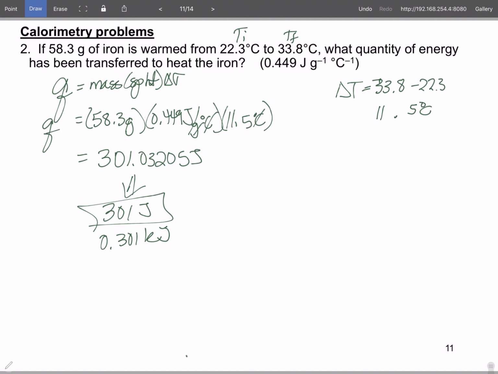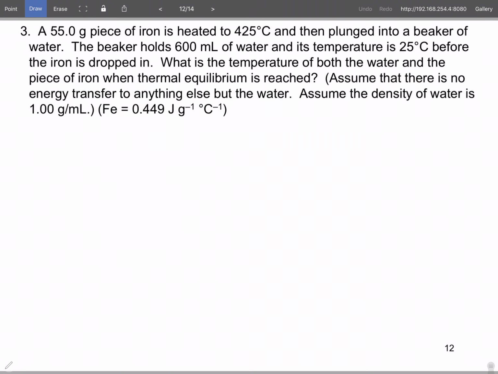Okay? So, you're like, oh, these are kind of fun. Actually, they are kind of fun. I enjoy these problems, but we're about to get into the ugly A word. Now, a 55-gram piece of iron is heated and then plunged into a beaker of water. The beaker holds how much water, temperature, whatever. Okay. What is the temperature of both the water and the piece of iron?